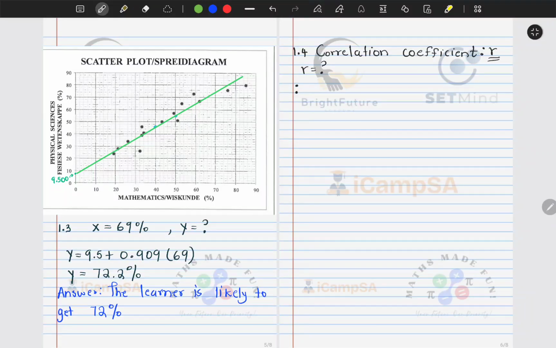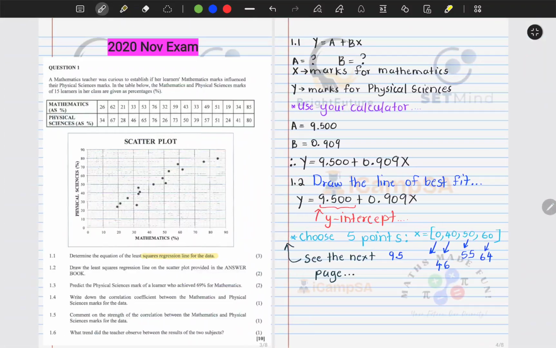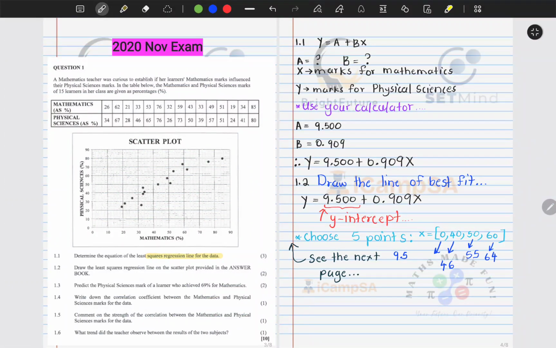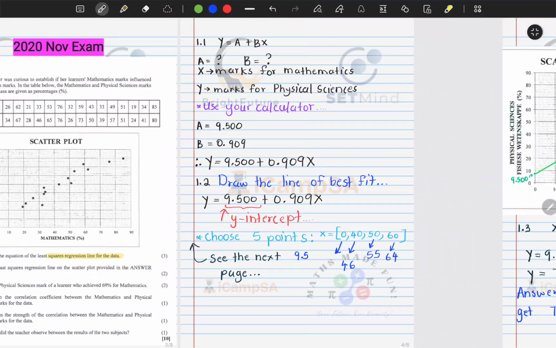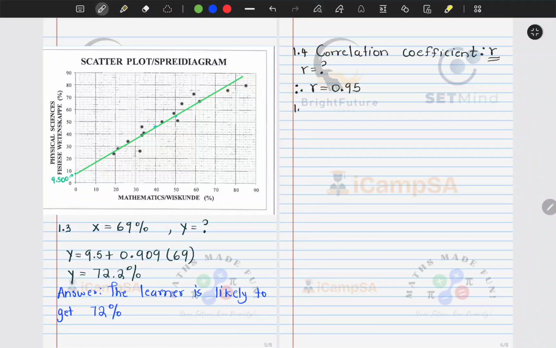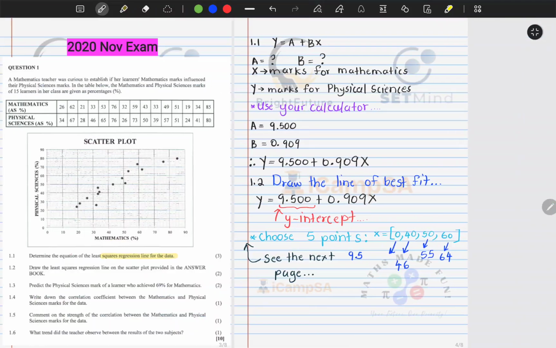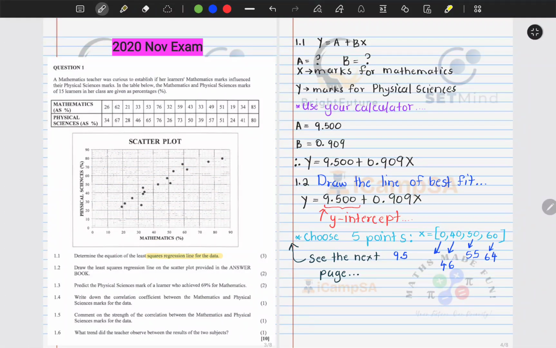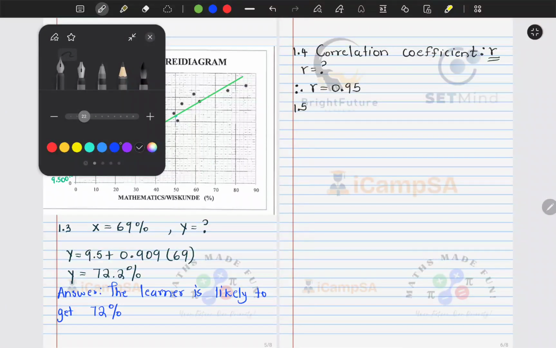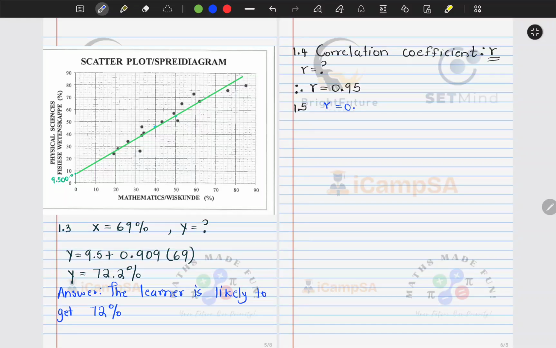So therefore, the value of R is 0.95. Done with that. Then they say calculate on the strength of the correlation of mathematics and physical sciences for the data. So we're looking at 1.5. We are calculating on the correlation between these two.